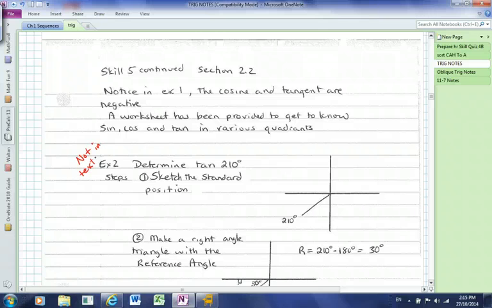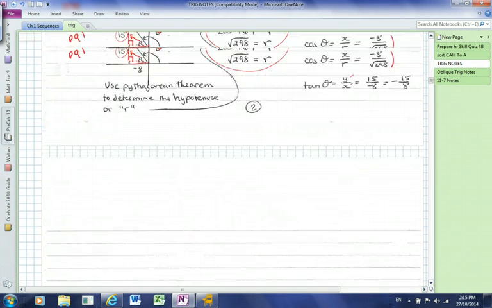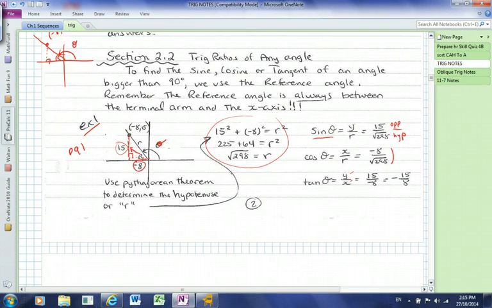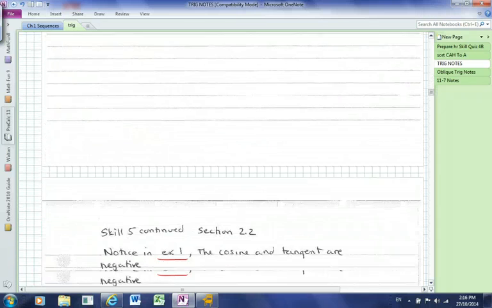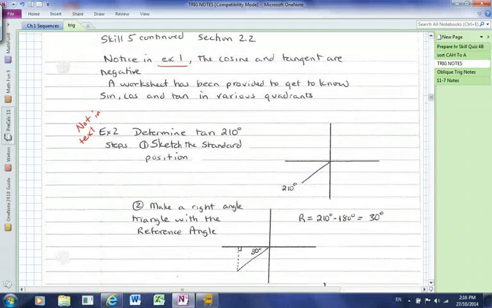Oh, yeah, I just want to point out here, notice in that example up above, the cosine and tangent are negative, okay? Because, we're going to get more into this later, it was because the adjacent was negative. We're going to do lots of that today.